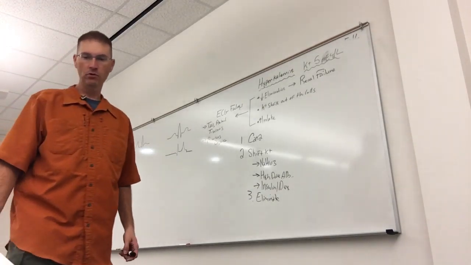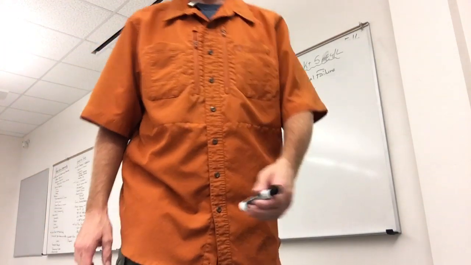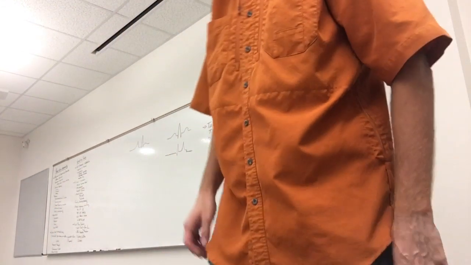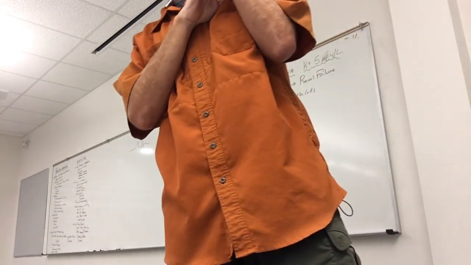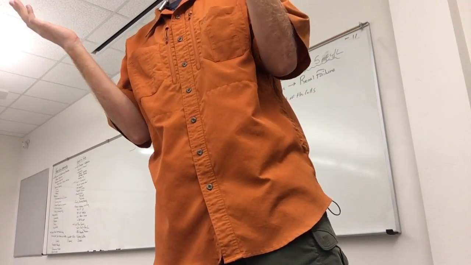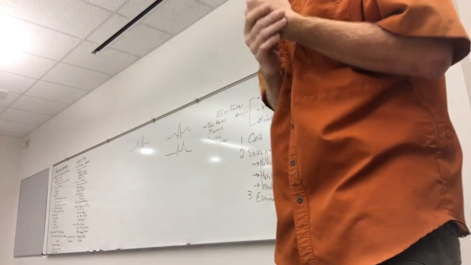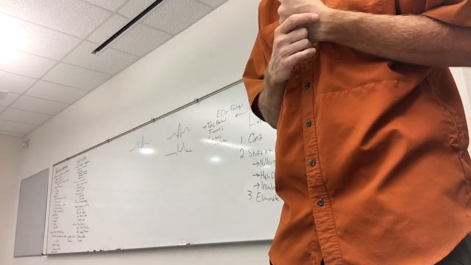Hypocalcemia is an abnormally low level of calcium in the blood. And what are some of the things that can cause this? Well, there are 4 major things that cause it. First major thing is simply decreased intake, right? You're not getting enough calcium in your diet.